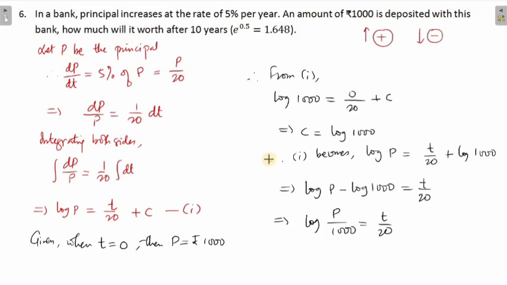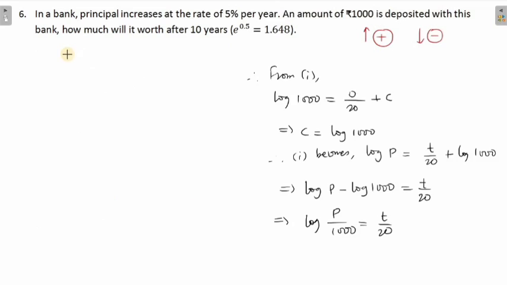Now the question is saying how much will it be worth after 10 years. That means when t is 10, find the value of p. That's what the question is asking you to do. I don't have space here, so you may pause the video and note down till here quickly. Alright, now when t is 10 years, if you call this equation 2, then from 2 let's see how much we get.